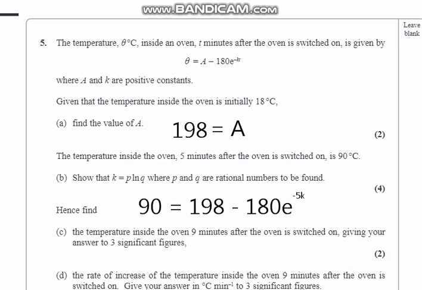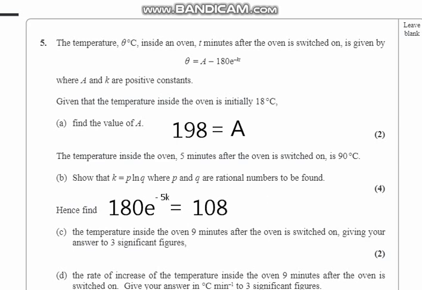Now a little bit of substitution here and there. What we'll do is take 180 to that side. Let me show you. We'll make 180 positive, take it to that side, and 90 will come here, that'll be minus 90. There you go, 180 times exponential to the power minus 5k equals 198 minus 90. Do some basic maths, subtract 90 and we'll get 108.